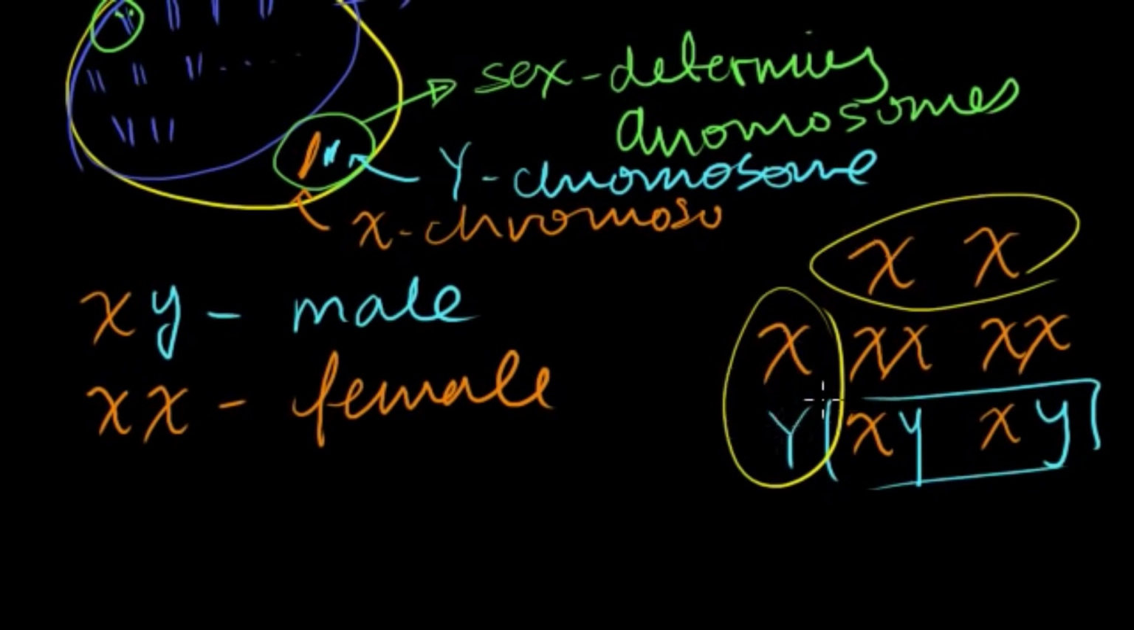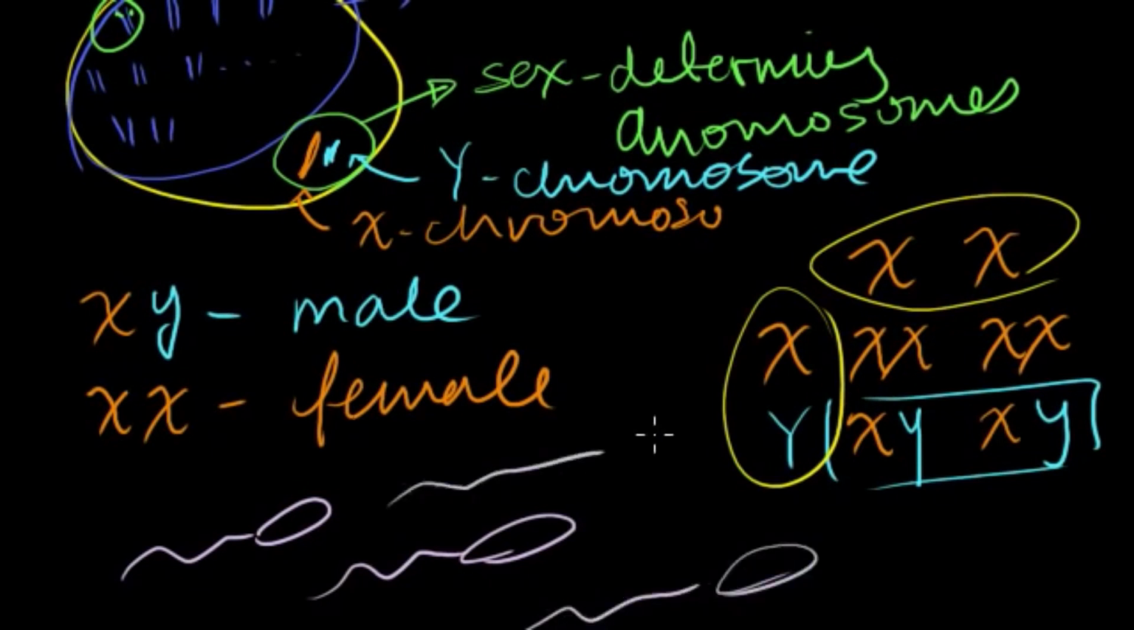It's all determined by whether, let me just draw a bunch of sperm, Dad's got a lot of sperm, and they're all racing towards the egg, and some of them have an X chromosome in them, and some of them have a Y chromosome in them. If this girl wins the race, then the fertilized egg will develop into a female. If this sperm wins the race, then the fertilized egg will develop into a male.